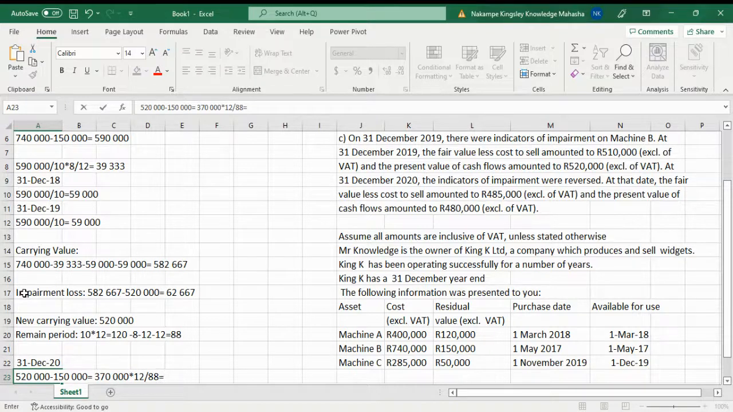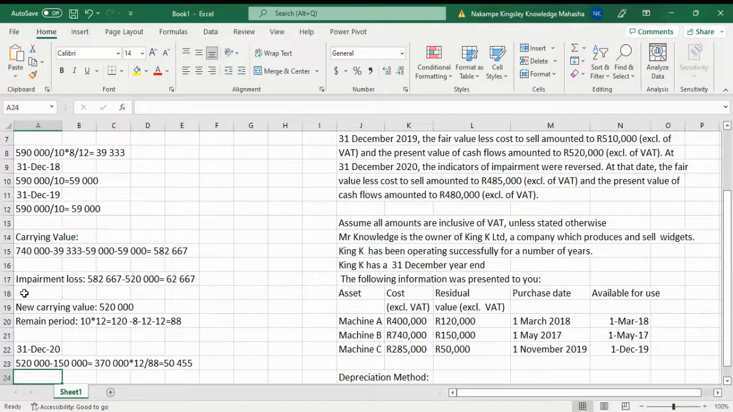And then how much do you get? Multiply by 12 divided by 88. I get 50,454.5. You're going to round it off. It's going to be 50,455, right? So this is your depreciation, then you're going to determine your new carrying value after impairment.